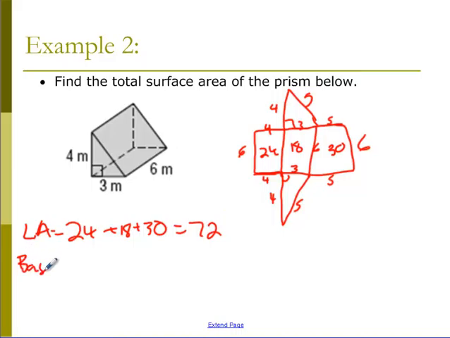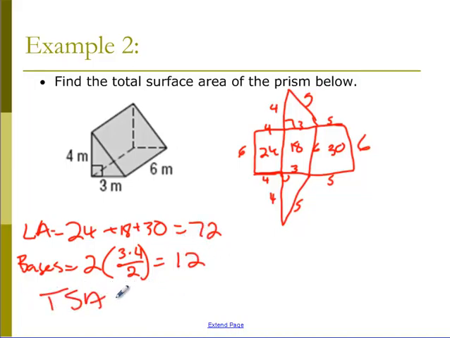For my bases, I've got 2 of them, and it's base times height divided by 2. Base is 3, height is 4, divided by 2. 3 times 4 divided by 2 is 6. But we got 2 of them, so we double it and get 12. Total surface area, our bases and lateral area added together, is 84.